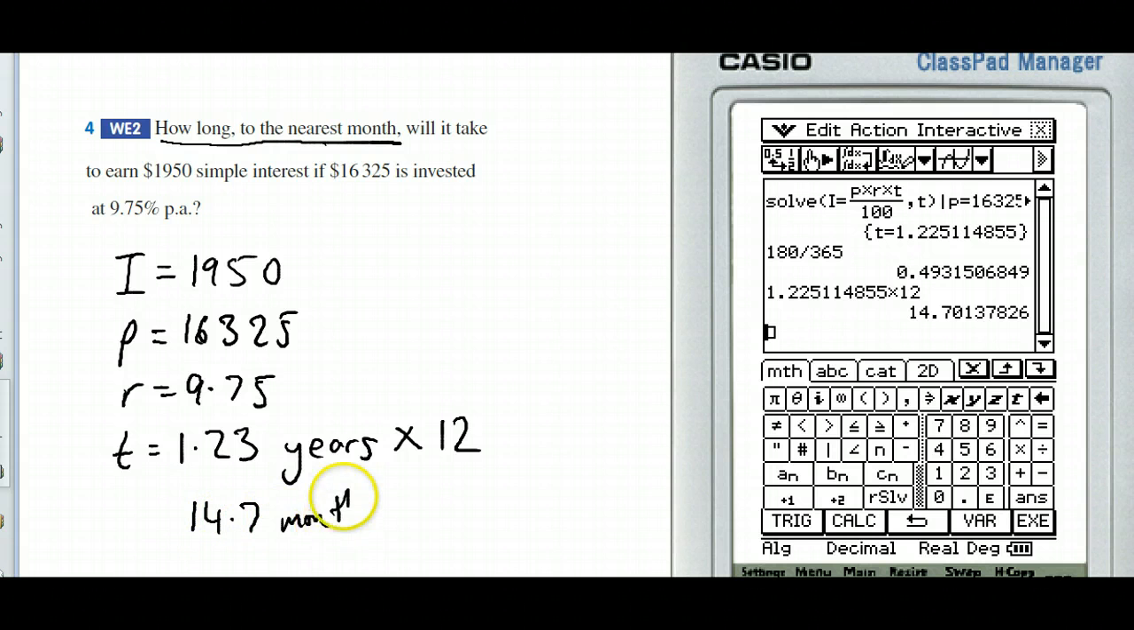14.7 months, which equals to the nearest month 15 months. So that's our answer.